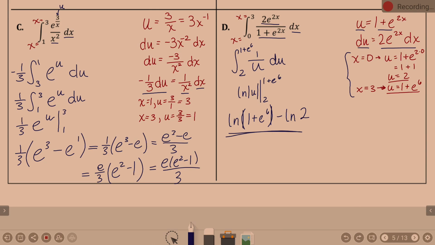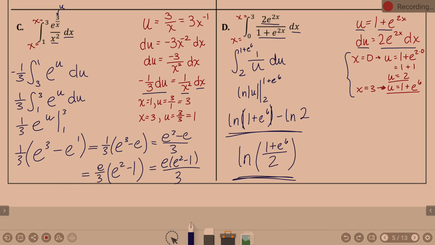Is there any way to solve that other than a calculator? We could write it as one natural log if you wanted, because two logs being subtracted is one log divided. That would be equivalent too. But that's last year's stuff, so let's leave that.